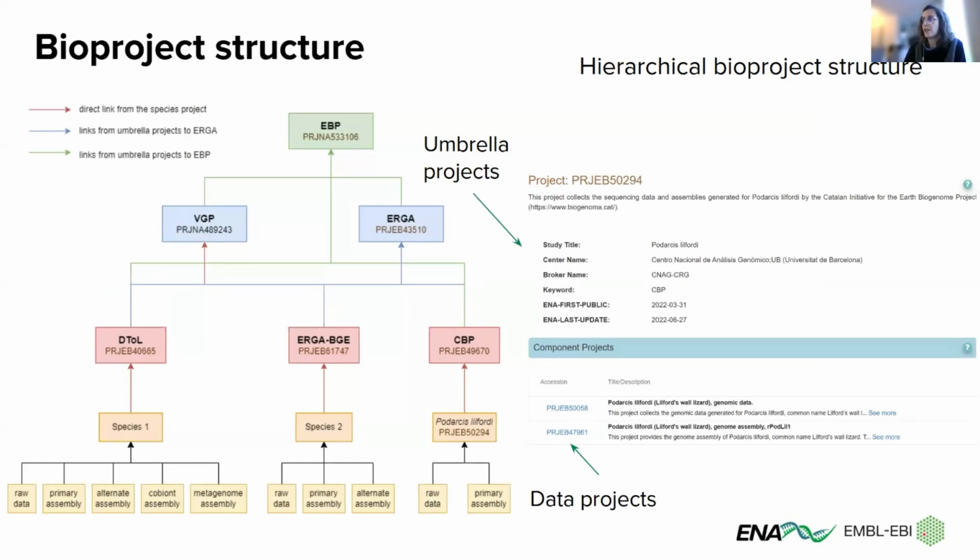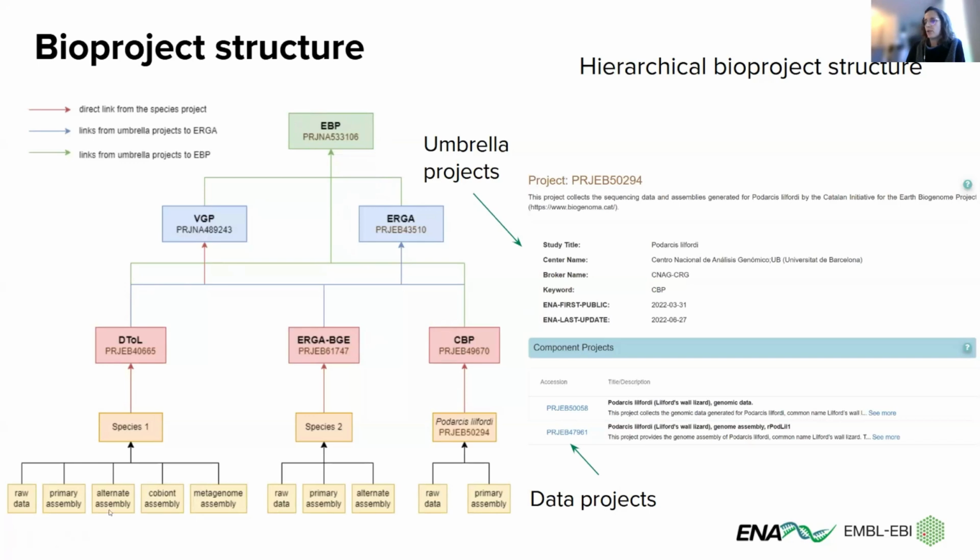So we have a hierarchical bioproject structure, where you can see here the EBP as a top layer. And then you can see here the ERGA and the different projects that exist within the ERGA. This is not a comprehensive view. There's much more projects there. This is just a little snapshot with some examples. And you can see there's different layers of umbrella projects here.